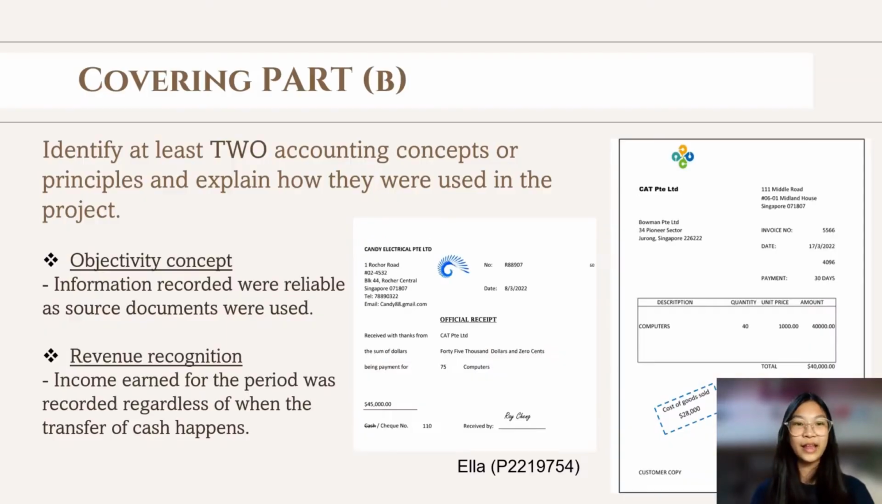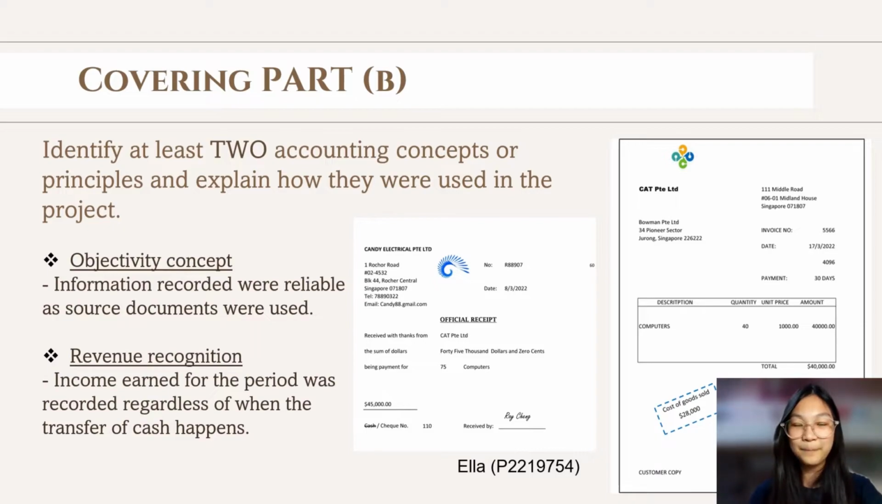Hi, I'm Ella, and I will be covering part B, which is to identify at least two accounting concepts or principles and explain how they were used in the project. So first off, I've identified the first concept, which is the objectivity concept. I have stuck to the objectivity concept as the accounting information that I have recorded, such as journal entries, is actually supported by the source documents shown in the project. And I had to refer to them in order to record the journal entries down.